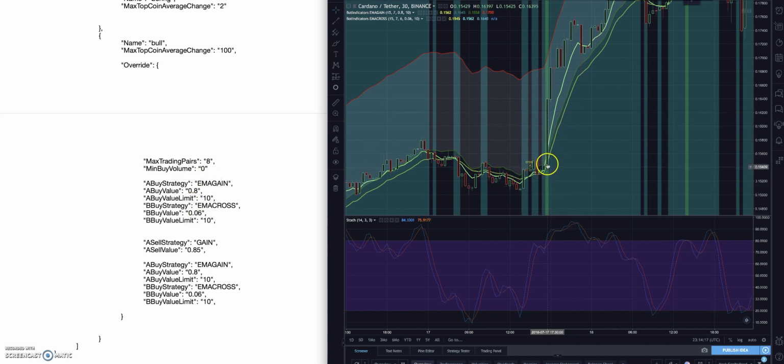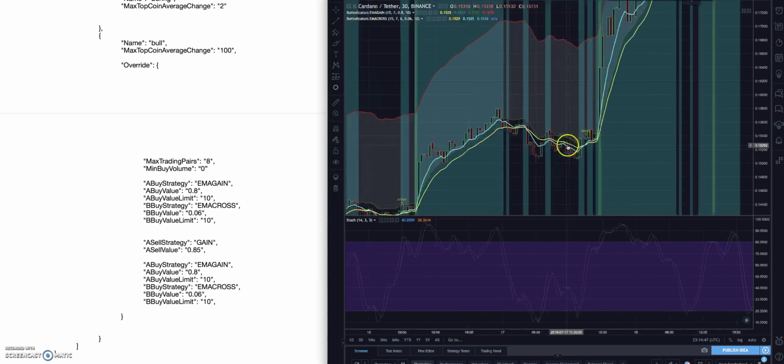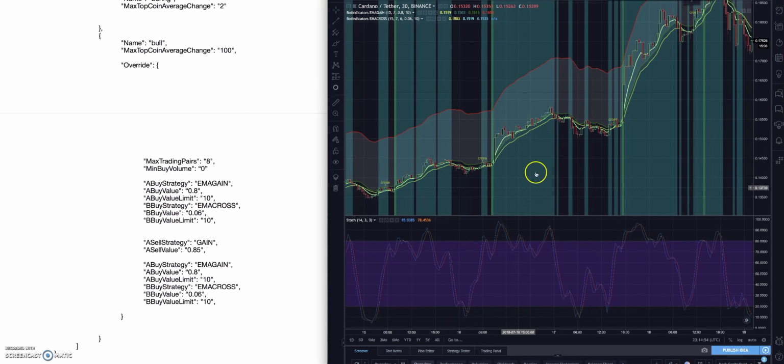But the idea here is to use the EMA cross to tell us when the fast EMA line is moving over the slow EMA line, and then use the EMA gain to give us a better buying strategy, to say, listen, this thing is over 0.8% over the lowest of the two EMA lines. It seems like this coin is pumping hard. There are definitely many other coin-specific strategies you can use and that I'm testing currently in my other bots. But this is just a very basic way to try and catch these big pumps.